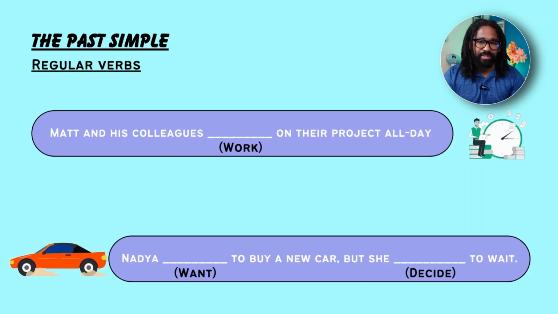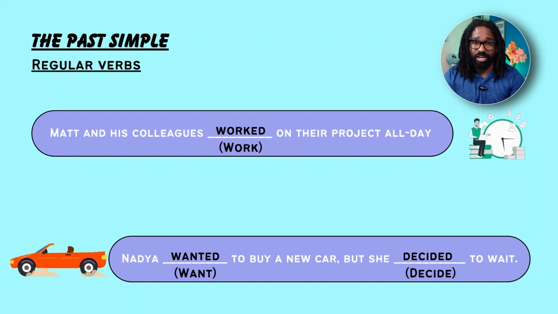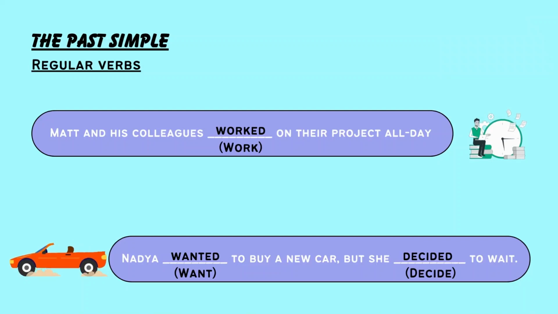I'll read the sentence and I want you to repeat after me just for pronunciation practice. Matt and his colleagues worked on their project all day. Nadia wanted to buy a new car, but she decided to wait. Congratulations, you can now make past simple sentences using regular verbs.